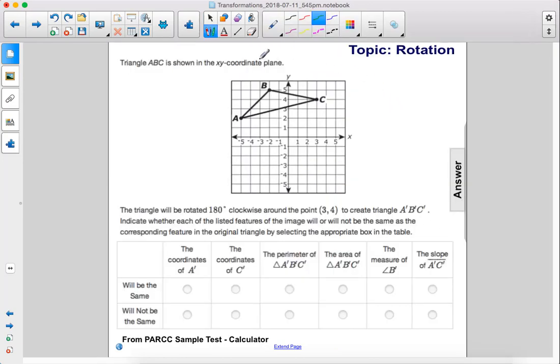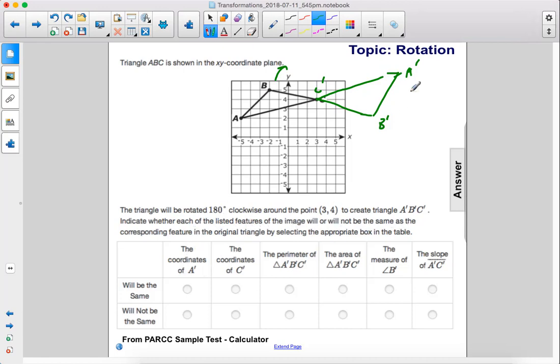Triangle ABC is shown in the XY coordinate plane. The triangle will be rotated 180 degrees clockwise around the point (3, 4). So it's going to be rotated around this point 180 degrees. That would create a triangle that looks something like that. So that would be C prime, B prime, and A prime. Indicate whether each of the listed features of the image will or will not be the same as the corresponding feature in the original triangle by selecting the appropriate box in the table.